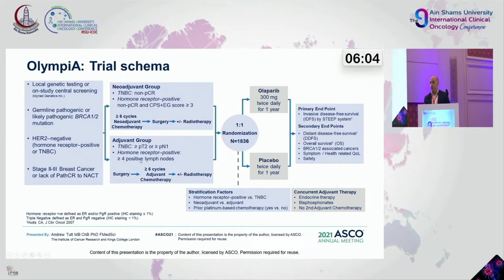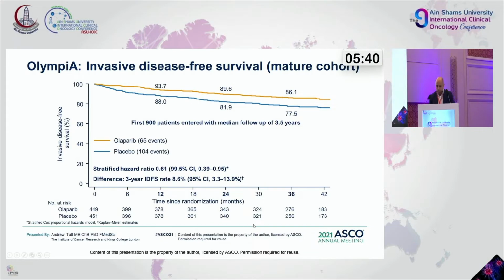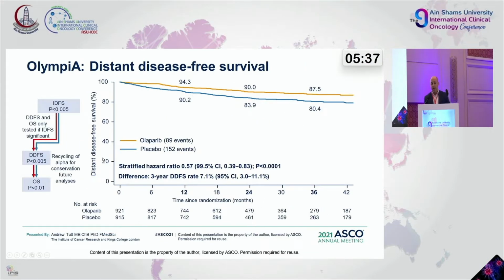And we all heard about the OlympiA trial. If your patient is triple negative and we gave them neoadjuvant, or even if hormone positive and still having more than or equal to 4 lymph nodes, we give them the olaparib maintenance for 1 year for those BRCA mutant. And for the intention to treat population, you get an invasive disease-free survival, which is statistically significant with a hazard ratio of 0.58. Again, this is the increased follow-up. And again, distant disease-free survival, you still get a benefit of about 7%.